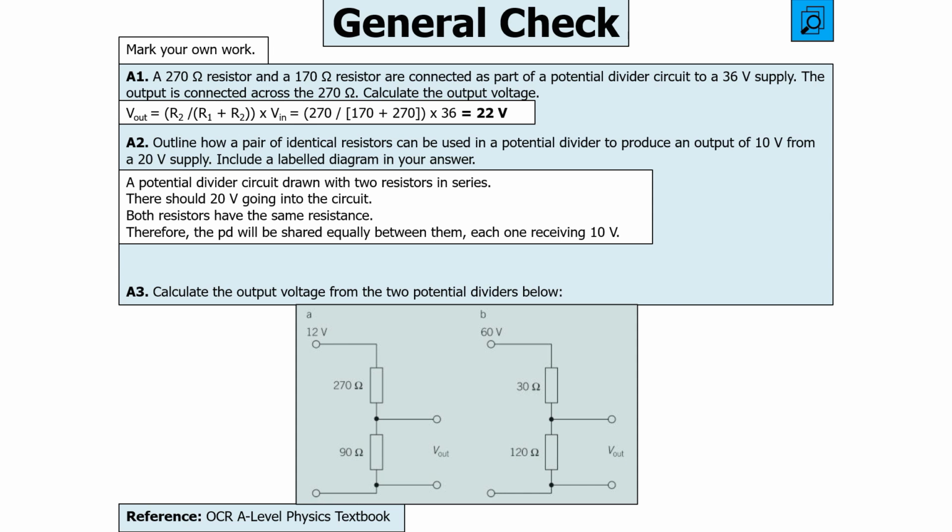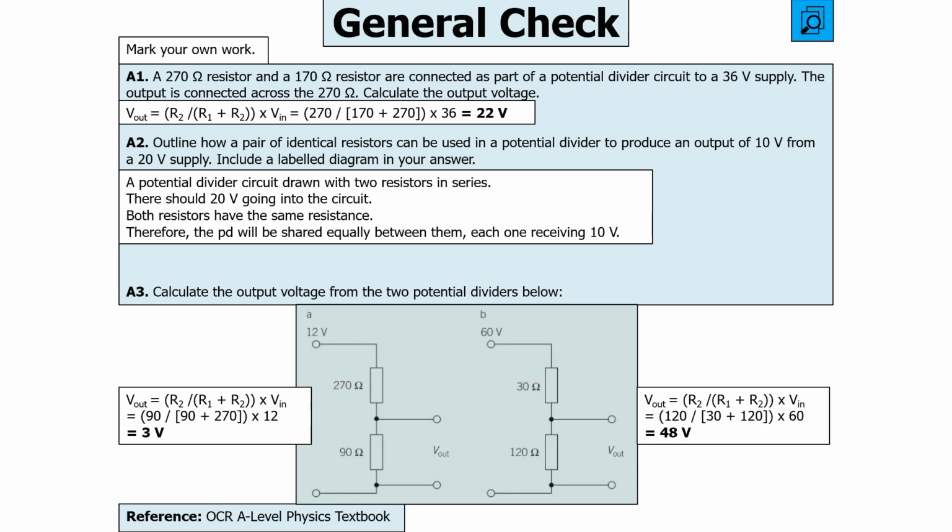This next one, we again use the potential divider equation. Remember, it is the wanted component's resistance over the total resistance times by the input. So we get 3 volts there, and we get 48 volts there.